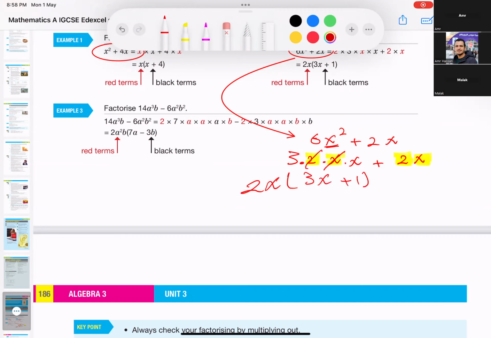So we have written 2x, and this is, let me call it the highest common factor. Sometimes we say it's the greatest common factor. I really don't care about the names. Anyway, you have done it very well.